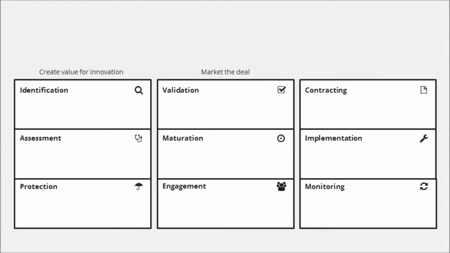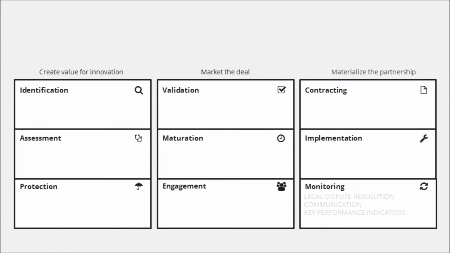Monitoring phase, to monitor the evolution of the technology transfer partnership to ensure the success, as well as to overcome the difficulties that may arise, through dispute resolution, communication, or key performance indicators.